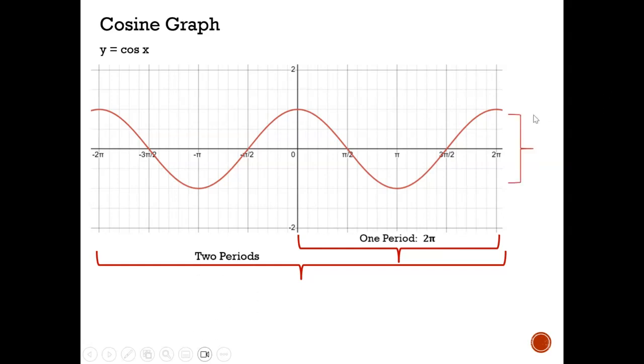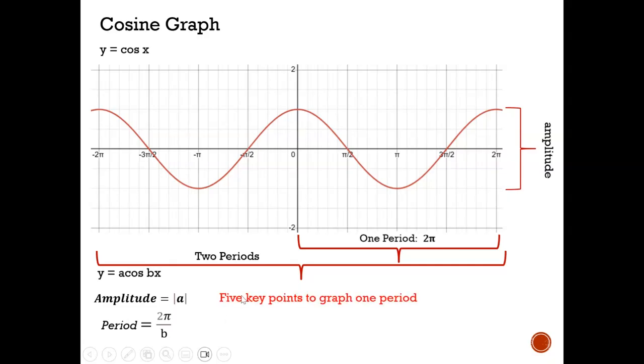Over here is my amplitude, which will be from negative 1 to 1. We need to find the A, which is the amplitude. We need to find my period, which is 2 pi over B. And then for the 5 key points, we divide the period by 4. Okay? This is my first point. It starts at the amplitude.